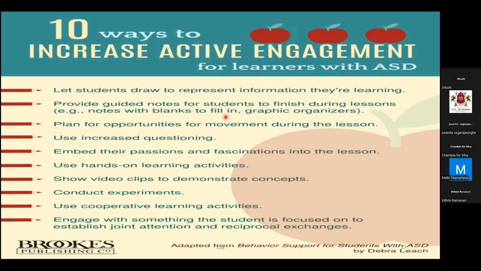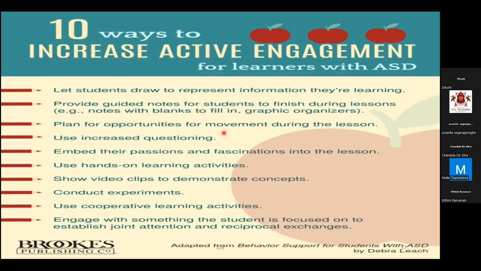Provide guided notes for students to finish during lessons. Instructions. Give them clear instructions. Don't keep on changing instructions from time to time. That will puzzle the child and it will result in negative behavioral patterns. So have a set of ground rules and stick to them.